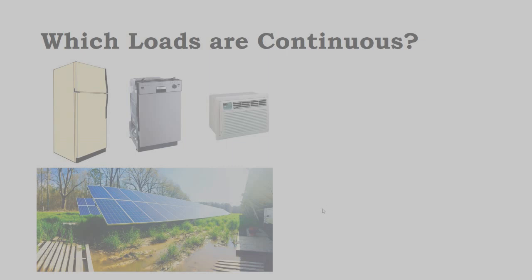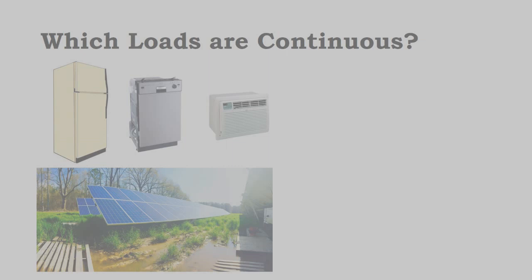So which of these loads are continuous? We have the refrigerator, the solar array, the washing machine, and the air conditioner unit. Now, your refrigerator might have a duty cycle where it clicks on and then it clicks off, and then it clicks on and then it clicks off. And the same thing with your air conditioner.